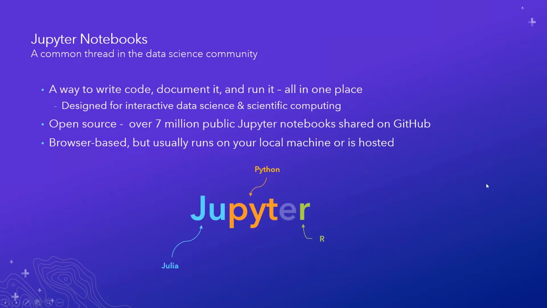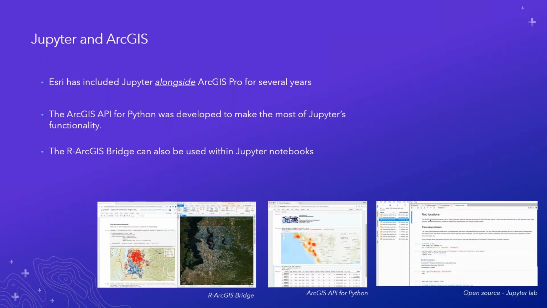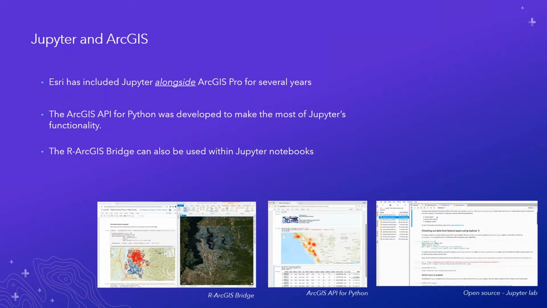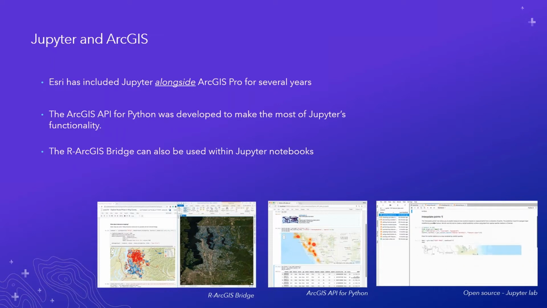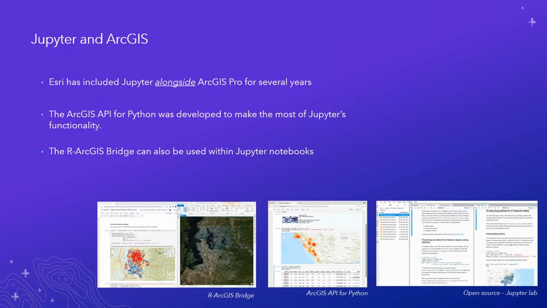Let me click in here so we can actually advance slides. Now, within ArcGIS, Esri's had Jupyter alongside ArcGIS Pro for several years. You've probably noticed, if you've installed Pro, I would say at least since 2.1, that Jupyter was automatically installed. You may have never used it, but it was there. And the ArcGIS API for Python was developed to make the most of Jupyter's functionality.